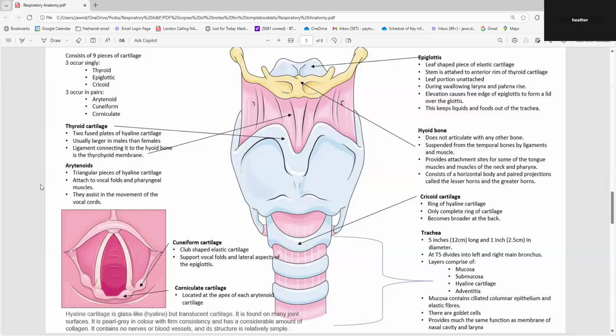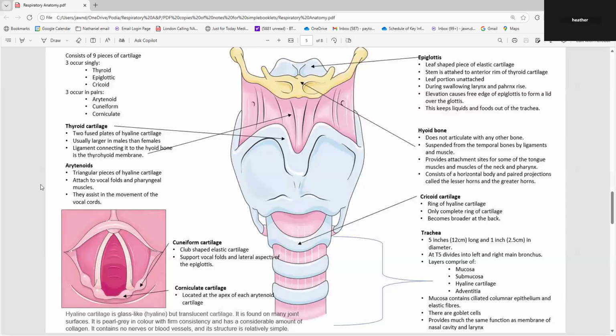Underneath that is the hyoid bone. This is a very small bone. It doesn't attach to any other bone, and provides some attachments for the tongue. And this is the bone that's often broken if people are hanged or strangled. So there you go. A good sign that somebody's been strangled is their hyoid bone has been broken.